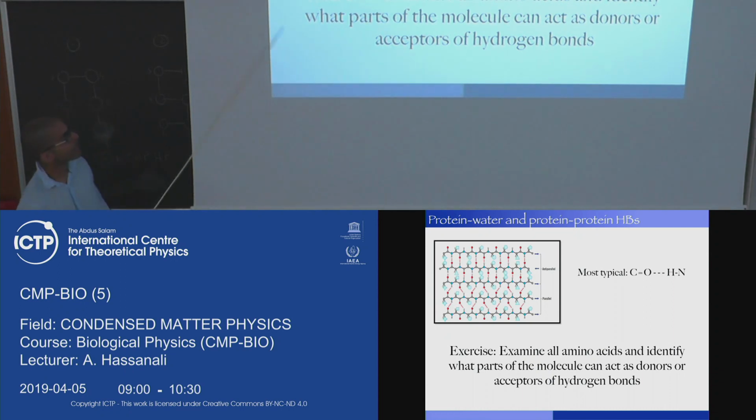Every amino acid has a side chain. There are 20 of them, with different chemical groups. Alanine is CH3. Others are a different object. Okay?